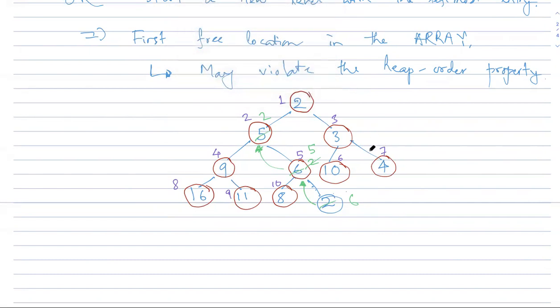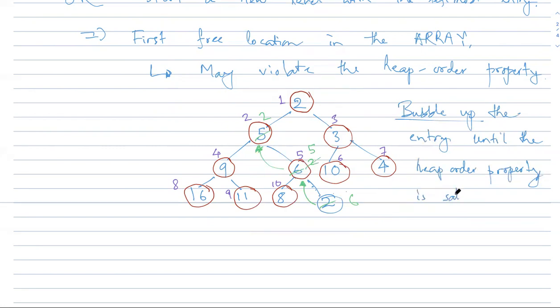So essentially what we are trying to do to restore the heap order property is that you bubble up the entry. We are bubbling up the entry until the heap order property is satisfied.